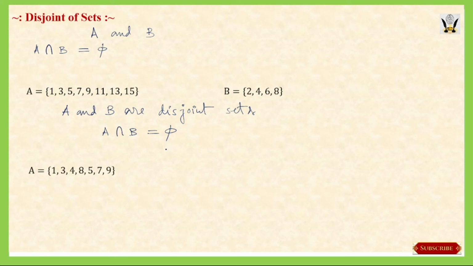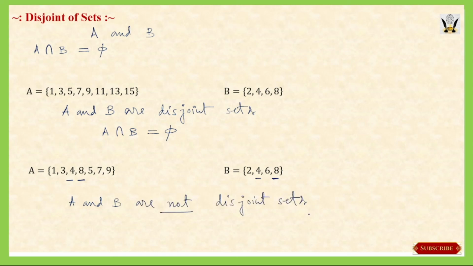In the next example, set A has 7 elements and set B has 4 elements. We can see that 4 and 8 are common between set A and set B. Since there are common elements, our conclusion will be that A and B are not disjoint sets. On the other hand, we can say A and B are joint sets. So if we perform the intersection operation between A and B, it will not be an empty set.